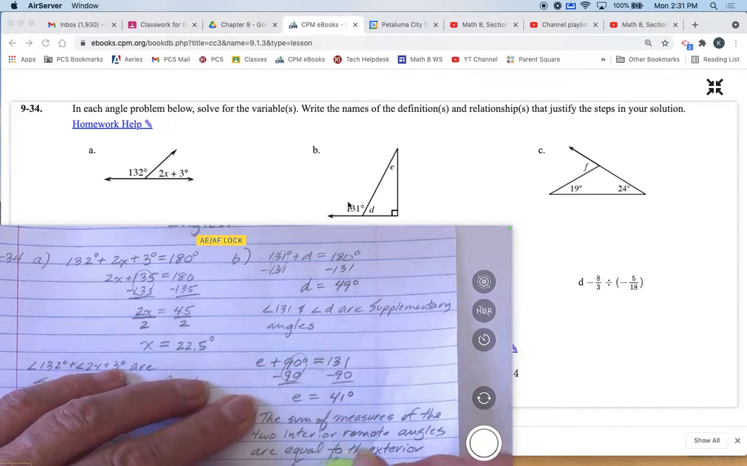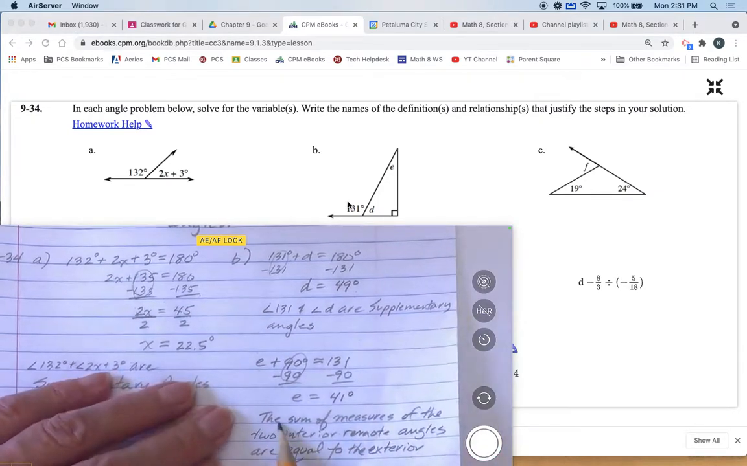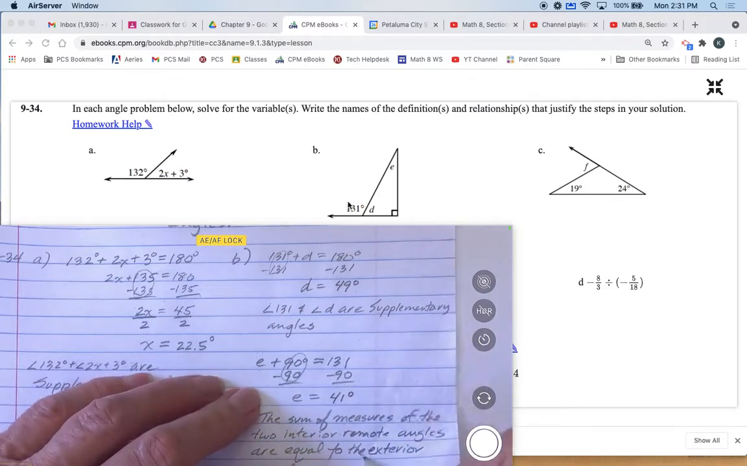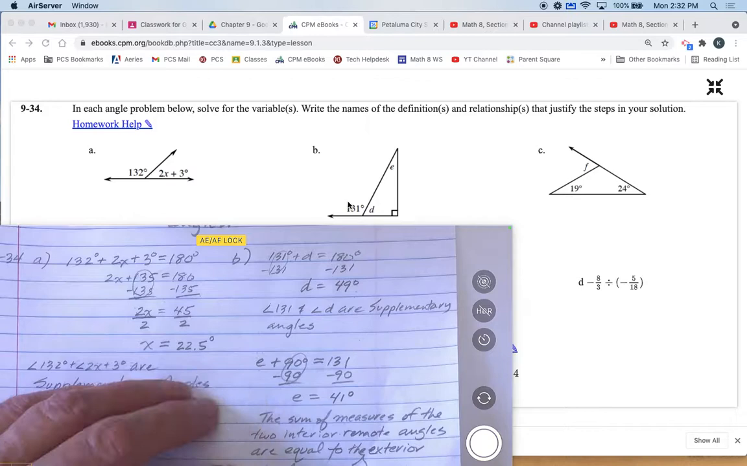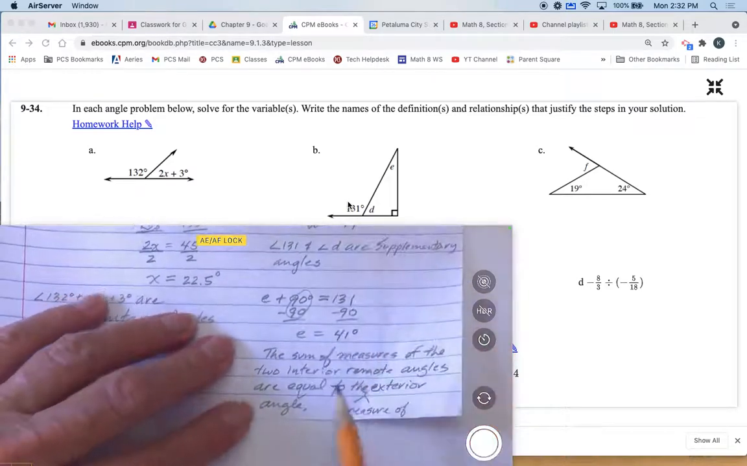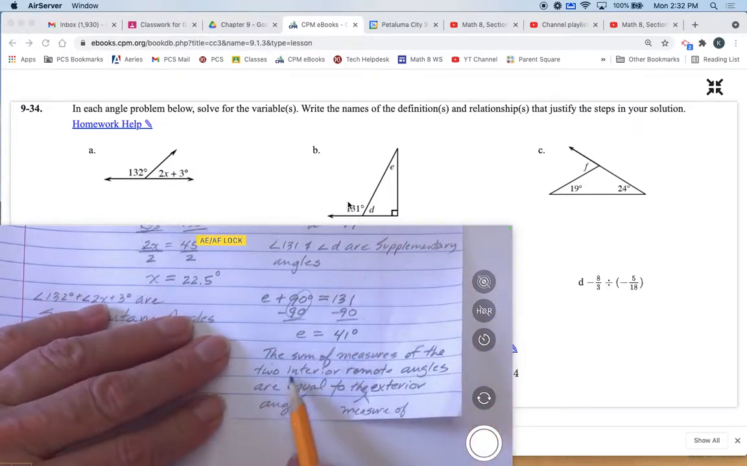All right, let me clean that up a little. Okay, the sum of measures of the two interior remote angles are equal to the measure of the exterior angle. Okay, sorry. The sum of measures of the two interior remote angles are equal to the exterior angle, or the measure of the exterior angle.